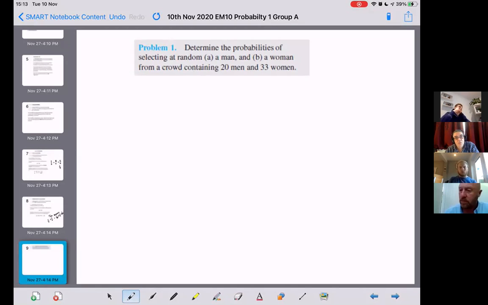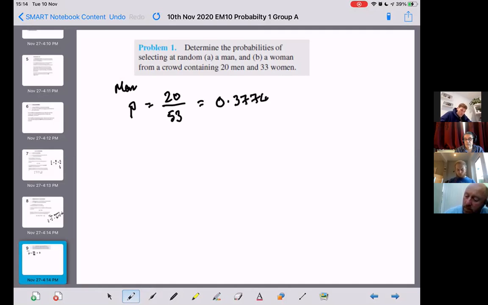How are we doing? Who's got an answer for me? Yeah, 0.6 woman, 0.4 man. Rounded to one decimal place, that's correct. So if the probability of a man is P, it equals 20 men over 53 in total, which is 0.3774 to 4 decimal places.